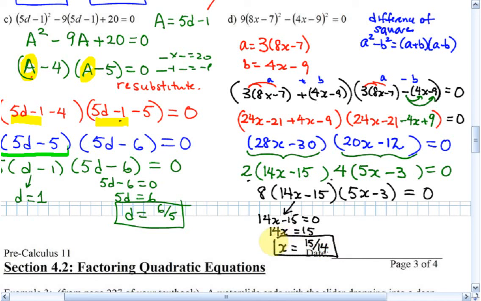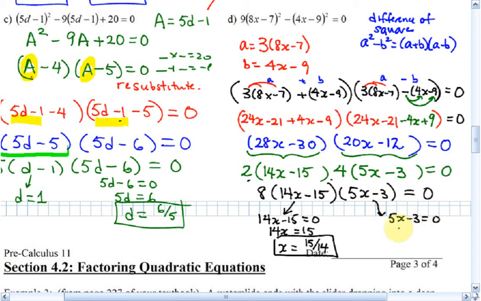Okay, so go ahead here and solve, please. So 14x minus 15 equals 0. You bring the negative 15 to the other side. You solve by dividing both sides by 14. And don't be afraid when your answers are fractions, okay? Most things in life are not nice and round. They're weird, ugly numbers.